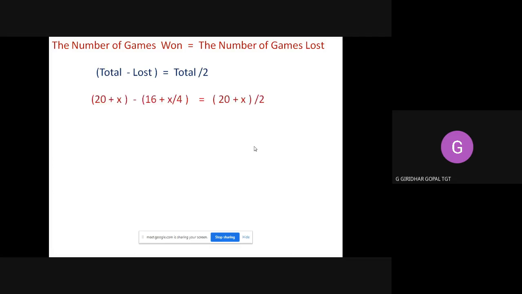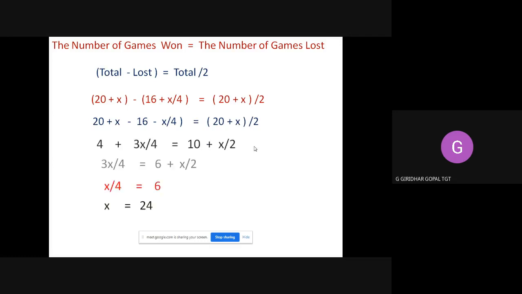And now the same can be established as a mathematical equation like this, and then solving on both sides, he will be getting x is equal to 24. When x is equal to 24, that means the extra games he played is 24, then the number of games won is equal to the number of games lost. So therefore the minimum number of games Tushar has to play are 28. So that is how we can get to a conclusion.